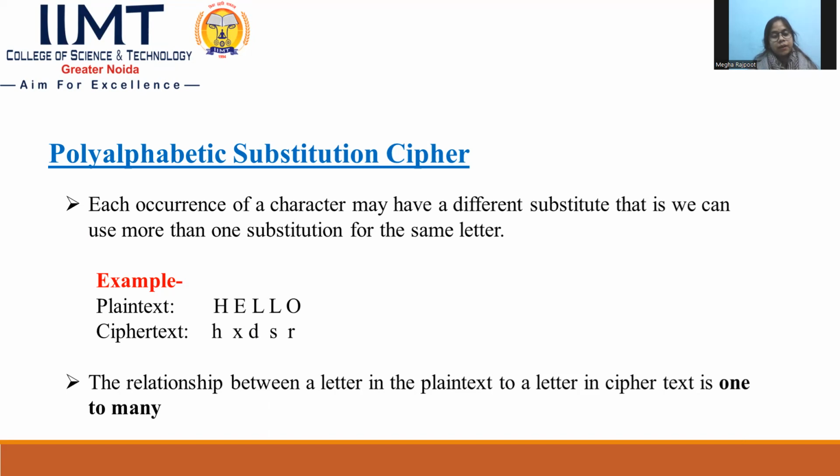like a sender sends the message HELLO, and it is converted into the ciphertext. H is converted into h, E is converted into X, and the first letter L is converted into D, and the second letter L is converted into S. So the same letter is converted by a different letter. So this is called a one-to-many relationship between the letters. So the relationship between a letter in the plaintext to a letter in the ciphertext is one-to-many.